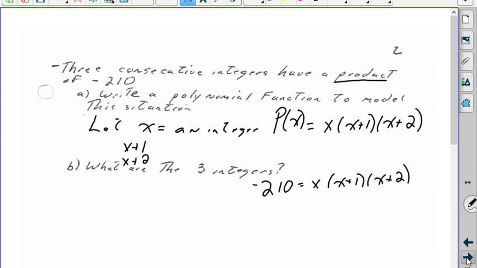Graphically, I can plug this into a calculator and I can figure it out. Maybe I'll do that in a minute. But how would you solve this type of question using algebra? Well, if this was x times x plus 1 times x plus 2 is equal to 210, you would have to multiply the right-hand side and factor. And we're going to do the same thing here.